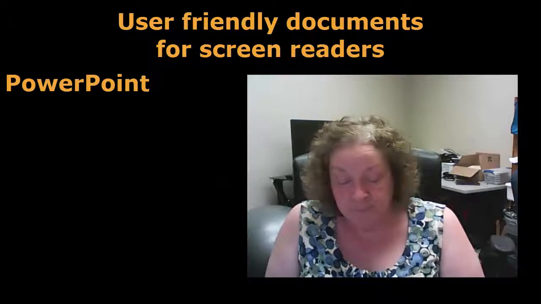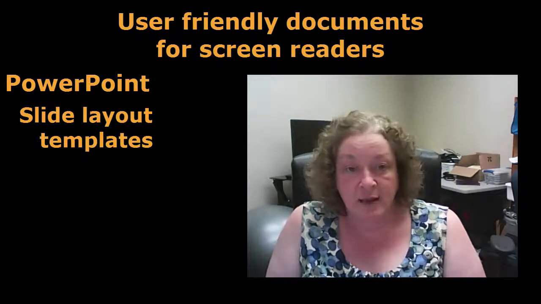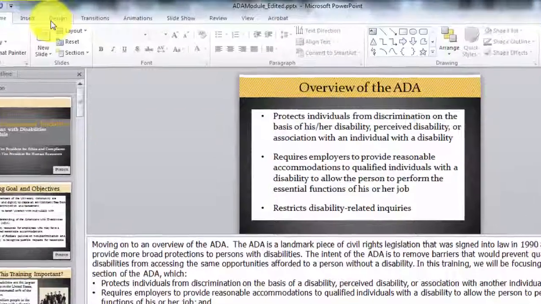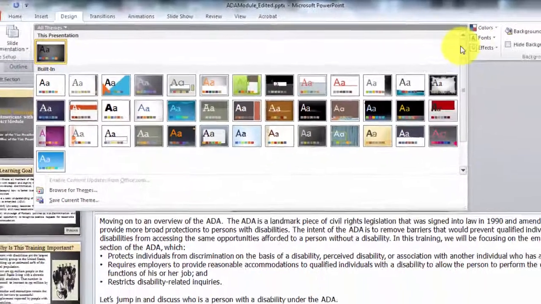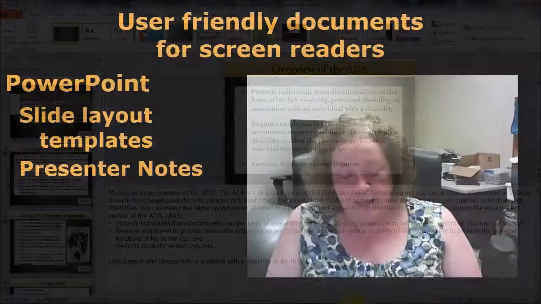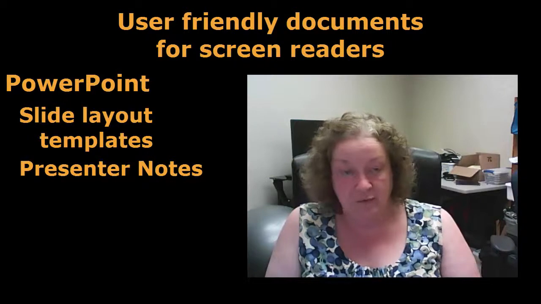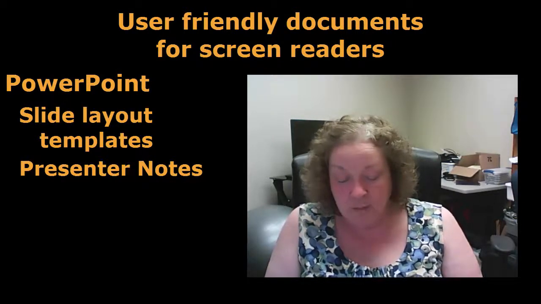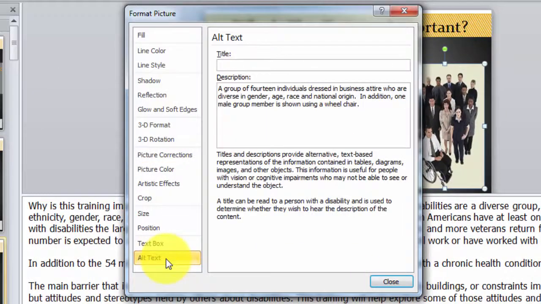A PowerPoint. It's very important when you're creating a PowerPoint for screen readers to use slide layout templates. The slide layout templates have been designed so screen readers can navigate through the PowerPoint easily. Also, think about writing in the presenter notes area. You know, down at the bottom of your PowerPoint there's an area where you can type text, and it's a good area to have information because the screen reader can read that for the blind student. Make sure and put alternative text to all your images, like we talked about alt text on your images.